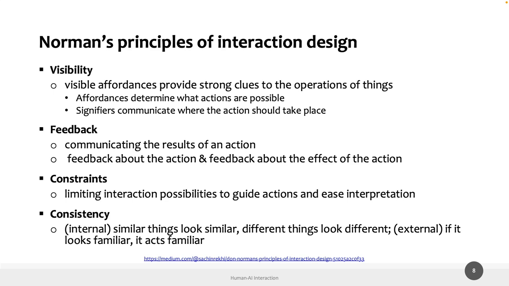The second principle is feedback. Obviously, it's important to provide proper communication about the results of an action performed by the user. This is a communication from the system to the user that should allow users to build a better mental model with trial and error. But there are at least two kinds of feedback. One is about the action results, and the other one is about the action itself, so making clear that the action has taken place.